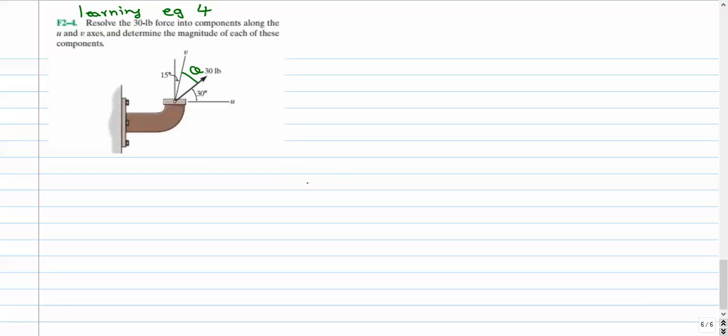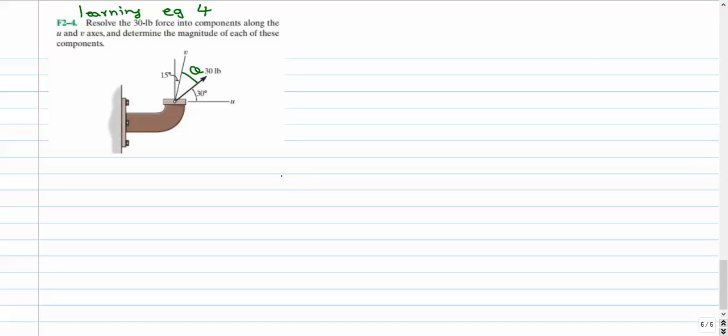Here we have a very simple statics question which deals basically with resolving forces into components. This time they have given us two axes which are not perpendicular to each other, and they want us to find the components of the 30 pound force in the direction of these axes.